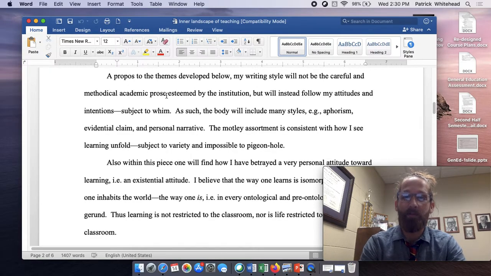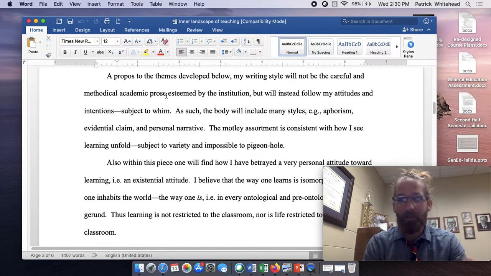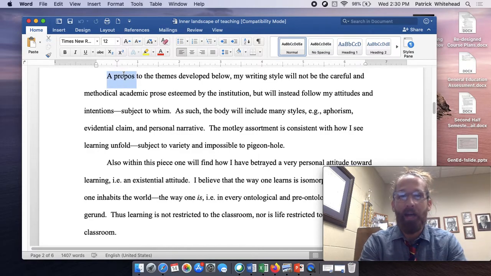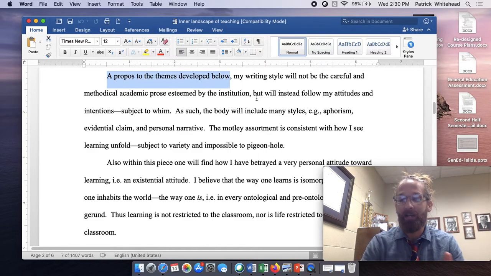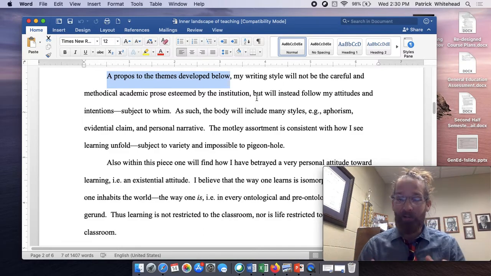Apropos to the themes developed below, my writing style will not be the careful and methodical academic prose esteemed by the institution, but will instead follow my attitudes and intentions, subject to whim. While there are a couple of possible grammatical errors and irregularities, what I want to focus on is word selection. Now, apropos and themes developed below, this all sounds really official, really intelligent, but what on earth am I talking about here? What am I trying to do?